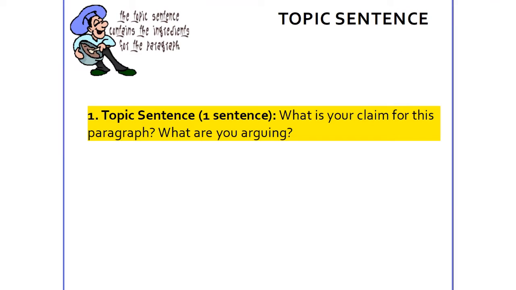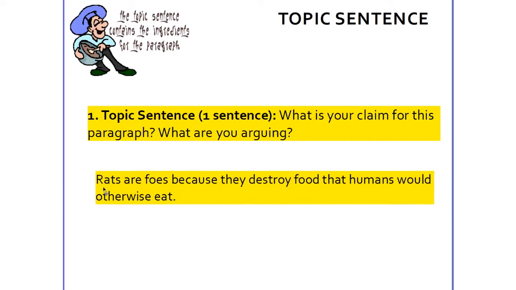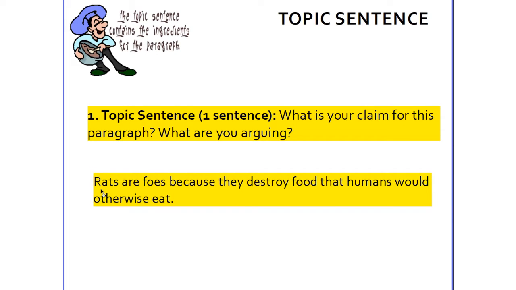So here I'm just going to rewrite my topic sentence, which I already have in my graphic organizer. So remember, it's my claim or what I'm arguing. So here it is. Rats are foes because they destroy our food that humans would otherwise eat.